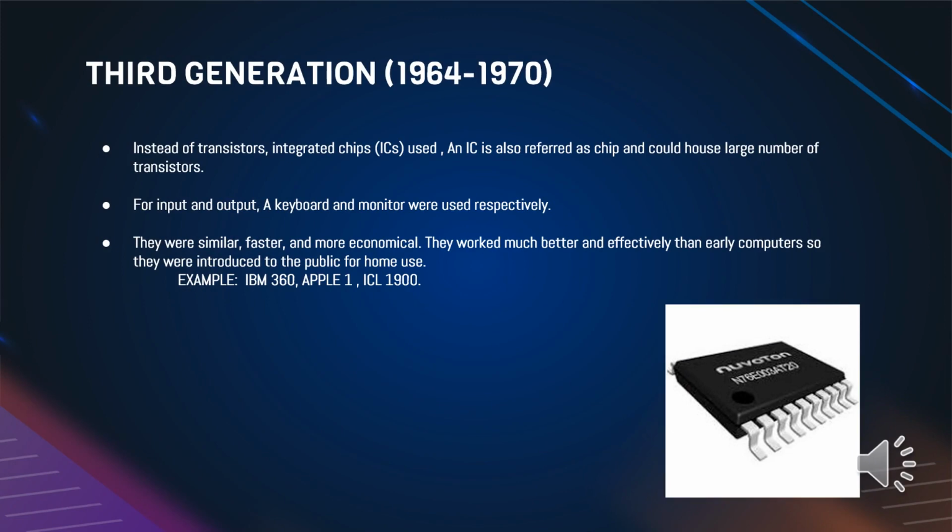Third generation computers, 1964 to 1970. Instead of transistors, integrated chips were used. An IC is also referred to as a chip and could house a large number of transistors. For input and output, a keyboard and monitor were used respectively. They were smaller, faster, and more economical. They worked much better and more efficiently than earlier computers, so they were introduced to the public for home use.